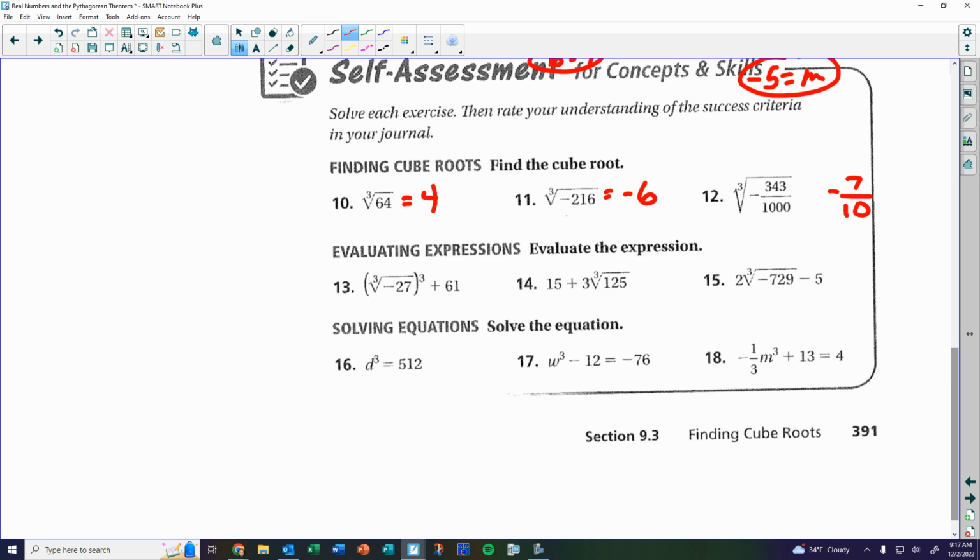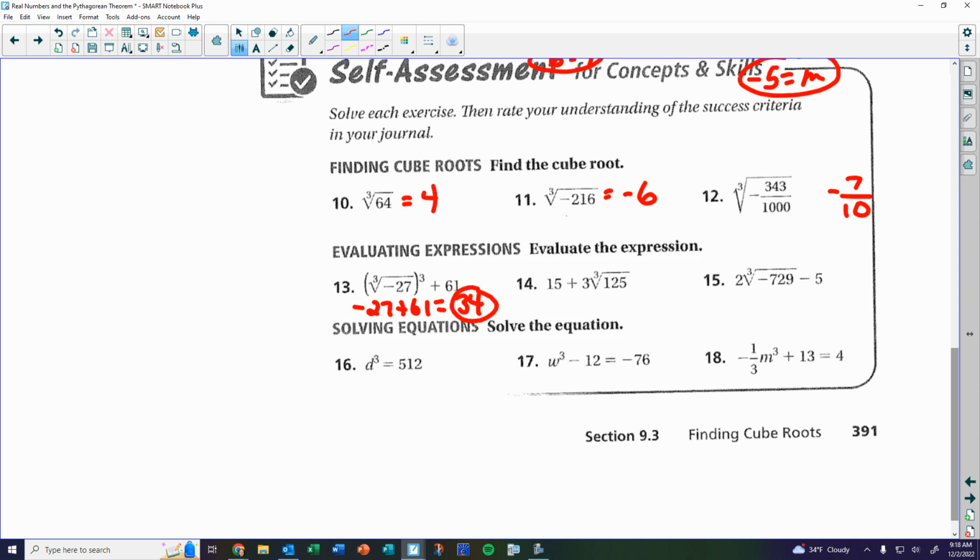Excellent. All right, under the expressions, what happens when you cube a cubic root? What did we say yesterday, Kyle? What stays the same? Yeah, it basically undoes the root, right? It basically leaves you negative 27 plus 61, which is 34.